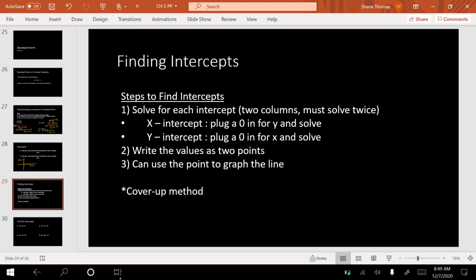And at the bottom, I put something called the cover-up method. I'll show you this here in a couple problems. It's just kind of a shortcut that's a step or so off. I'll let you write that down, then we'll look at a couple examples here.